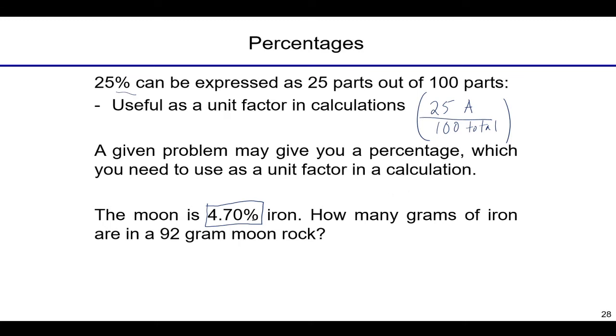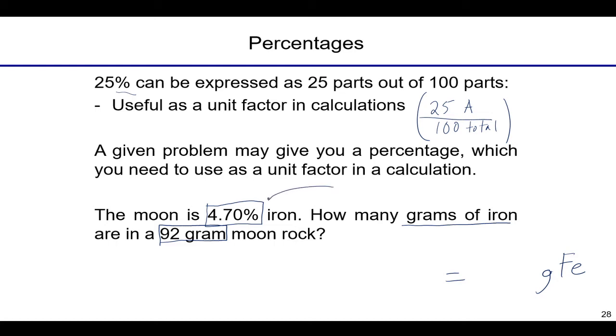So let's look at this. The moon is 4.7% iron. How many grams of iron are in a 92-gram moon rock? So let's think back to our previous dimensional analysis approach, the 3-step method, Prof. Melko's patented method of success in dimensional analysis. How many grams of iron? So whatever it's asking for, that goes over here on the right. Grams of iron. Okay. On the left is the given information. And you're given 2 bits of information here, 92 grams and 4.7%.